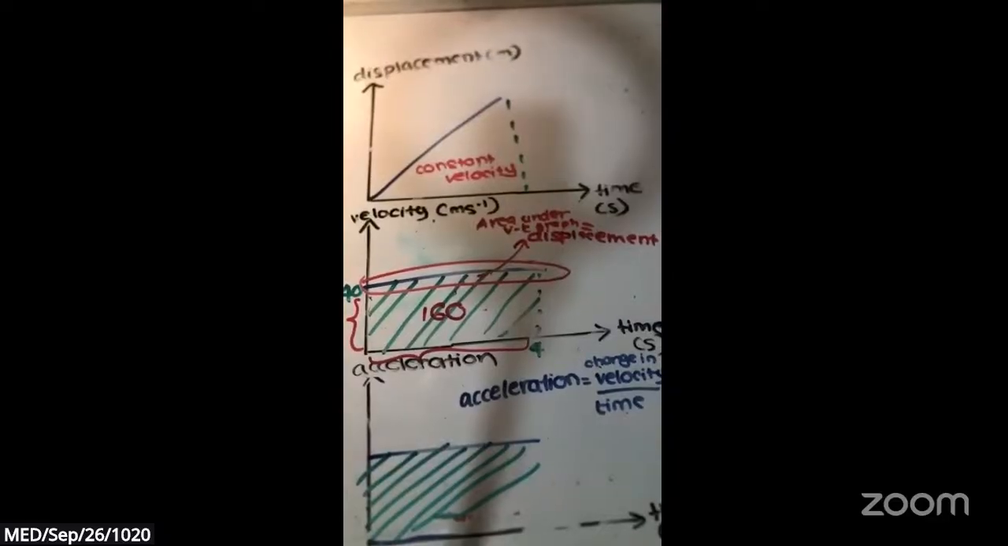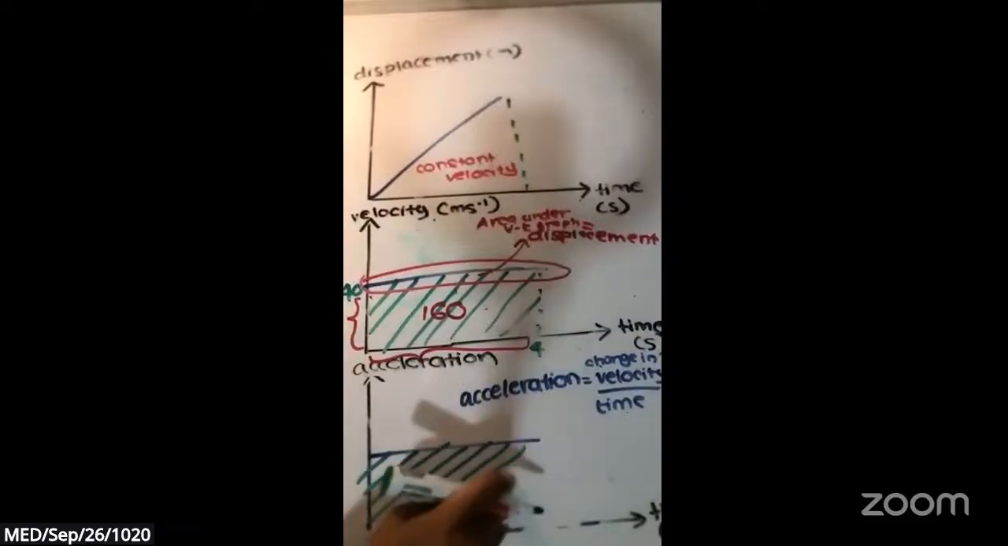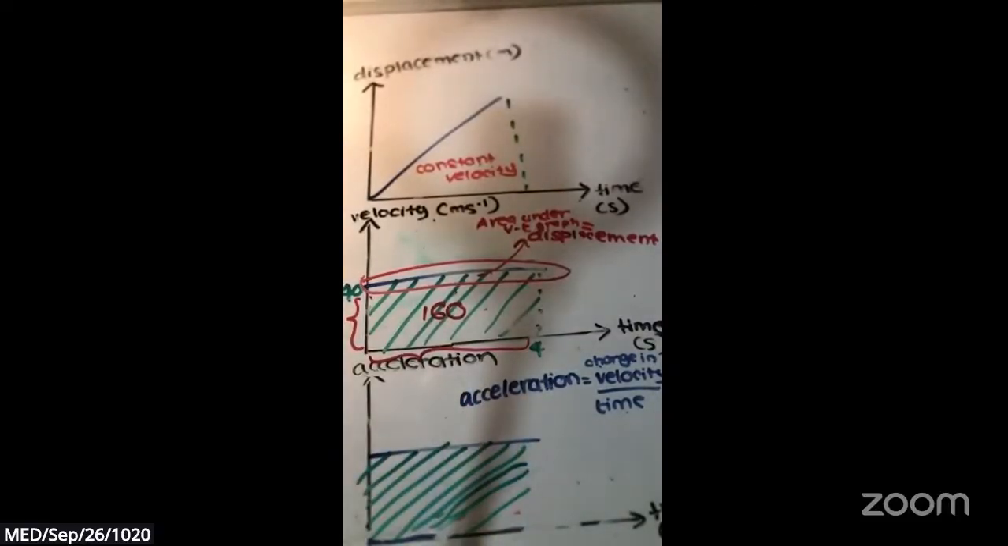If the area under the VT graph gives me displacement, what will the area under the AT graph give me? The acceleration time graph will give me what? Somebody, anybody? The area under the VT graph is giving me the displacement. Then the area under the AT graph will give me distance, no? See the pattern, okay? It's a good pattern. That's why I'm putting everything in one.